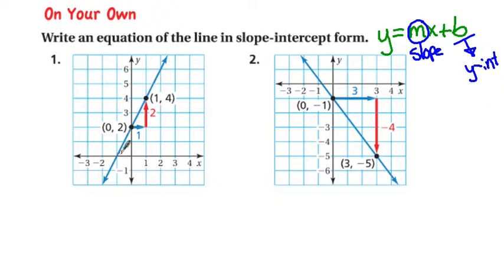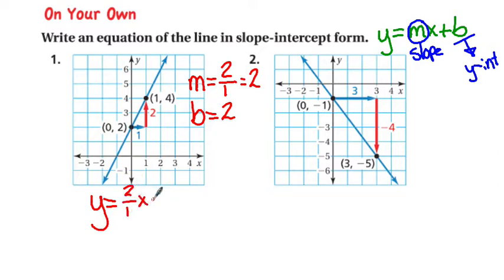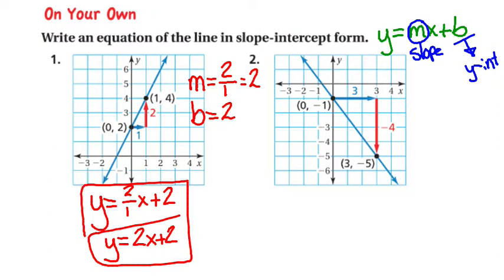So when I look at this line, the slope is up 2 and right 1, so 2 over 1, or you could just write that as 2. The y-intercept, where does it cross the y-axis? At 2. So my equation, y equals either 2 over 1x plus 2, or if you wanted to, you could simply write y equals 2x plus 2. Either of those equations is correct.